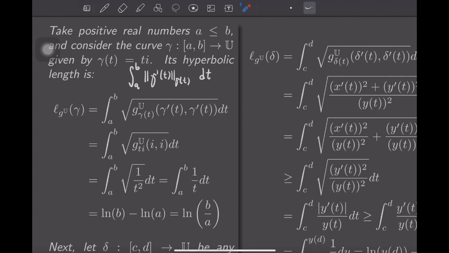You see, its derivative is just 0, 1, right? So it's I. This is also I for every t, right? And this point is of course ti.